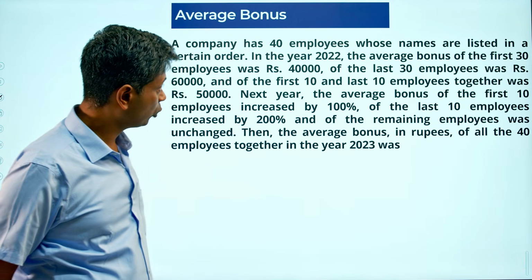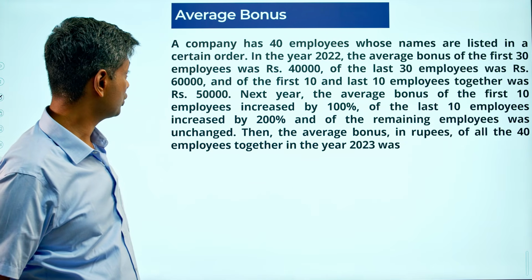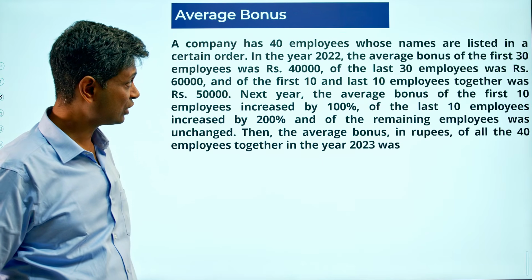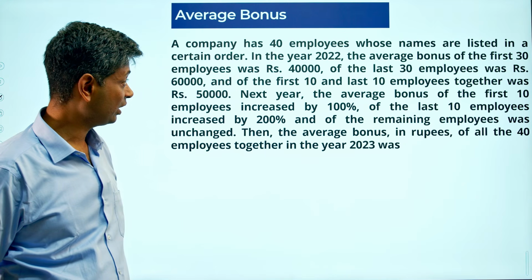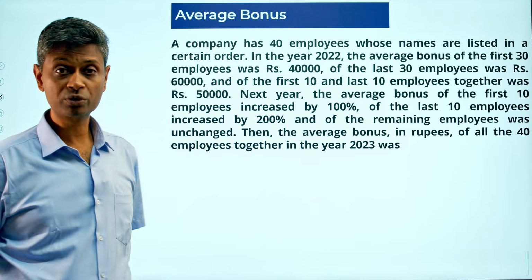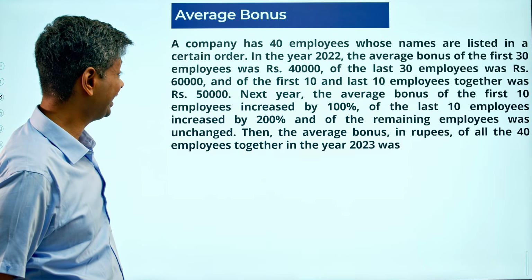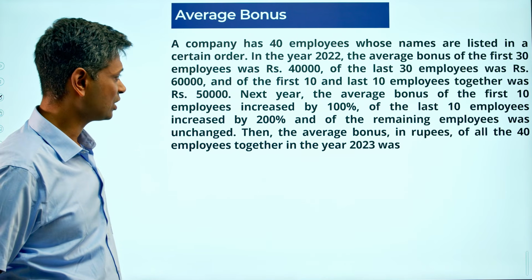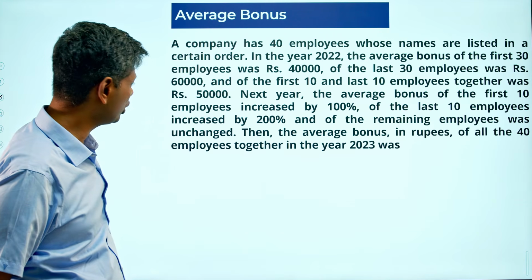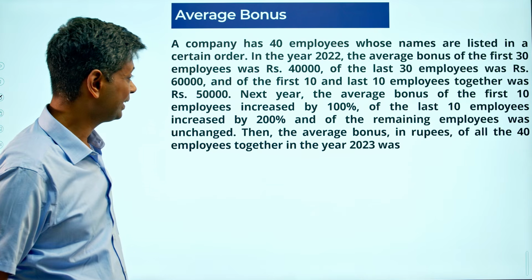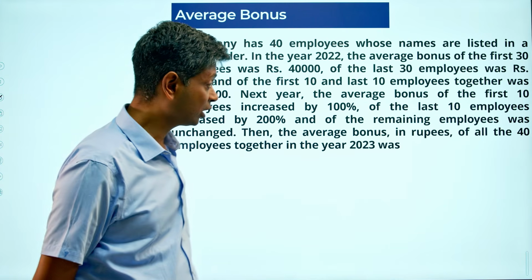A company has 40 employees whose names are listed in a certain order. In the year 2022, the average bonus of the first 30 employees was 40,000. The last 30 employees was 60,000. And the first 10 and the last 10 employees together was 50,000. Next year, the average bonus of the first 10 employees increased by 100%. The last 10 employees increased by 200%. And the remaining employees was unchanged. Then the average bonus in rupees of all the 40 employees together in the year 2023 was.